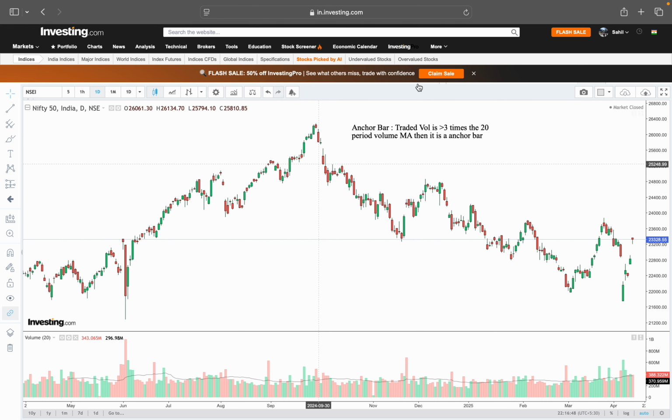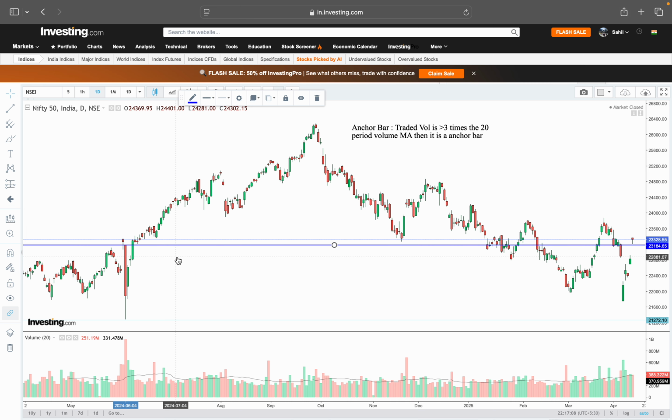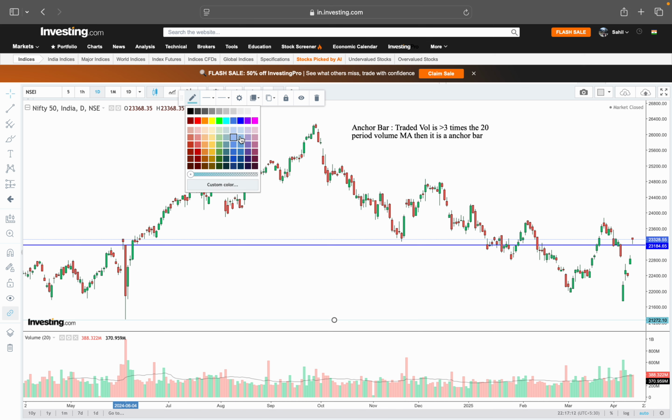And what is the hypothesis? The hypothesis is that if serious trading activity or serious trading volumes have been formed on a particular candle, then the high and the low of that candle are of extreme significance. So I'll just make this blue and darken it a bit. And similarly, this candle also I will make blue and darken it a bit.